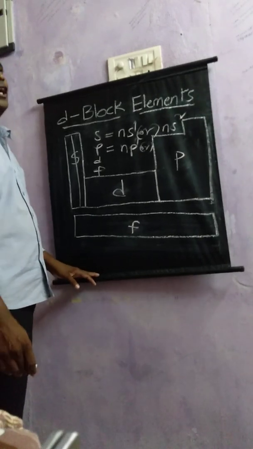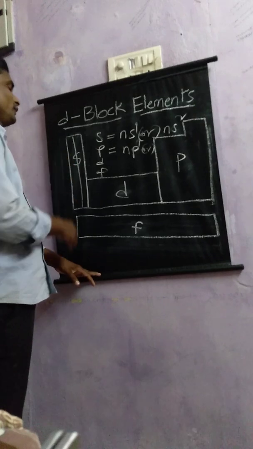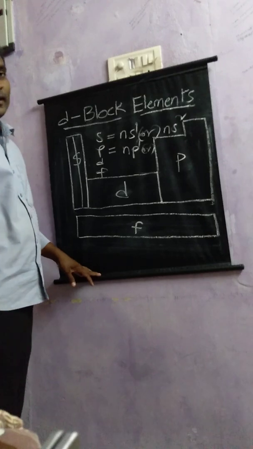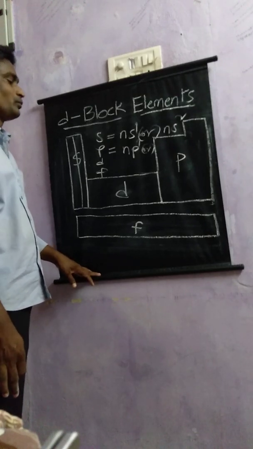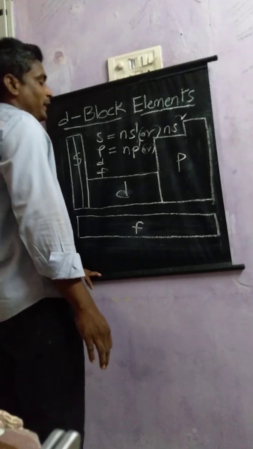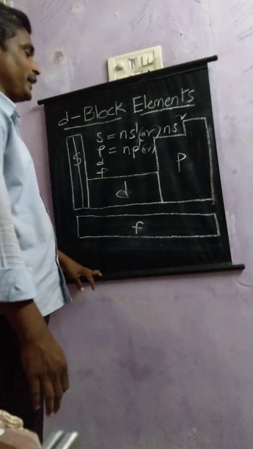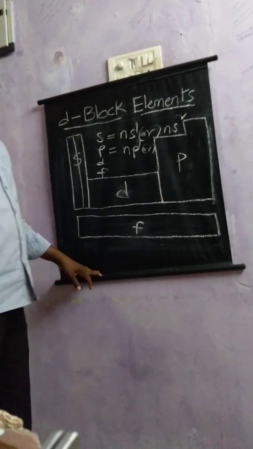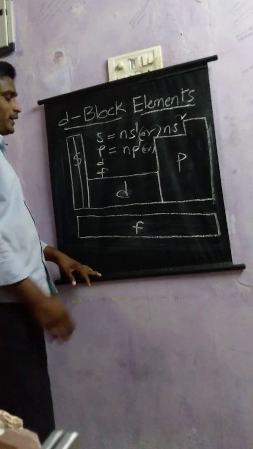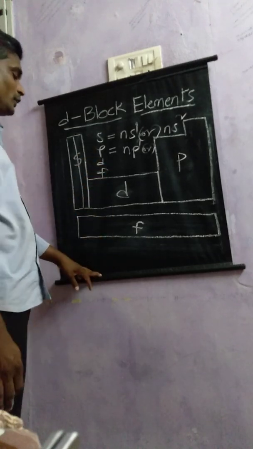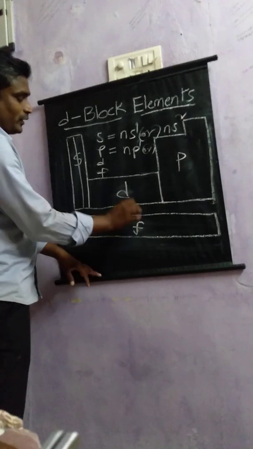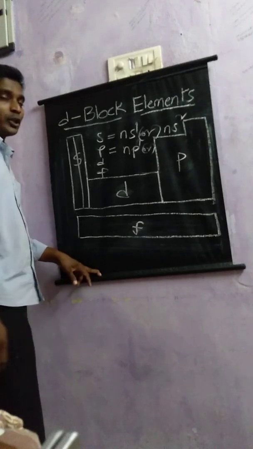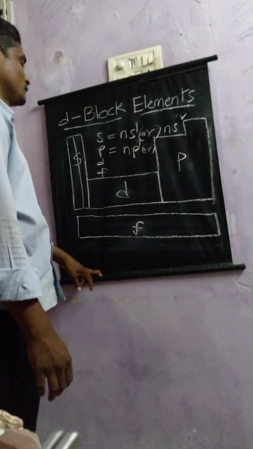And the placing of elements is as shown in the figure. S block elements are placed at the extreme left side of the periodic table and P block elements are placed at the extreme right side as shown in the figure. Coming to our topic, that is D block elements, they are placed at the center of the periodic table. Coming to last block elements, they are called F block elements and they are placed at the bottom of the periodic table.